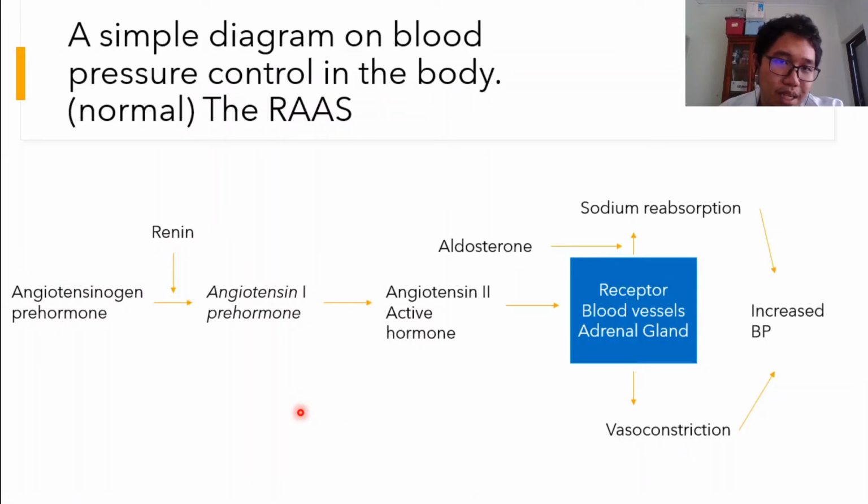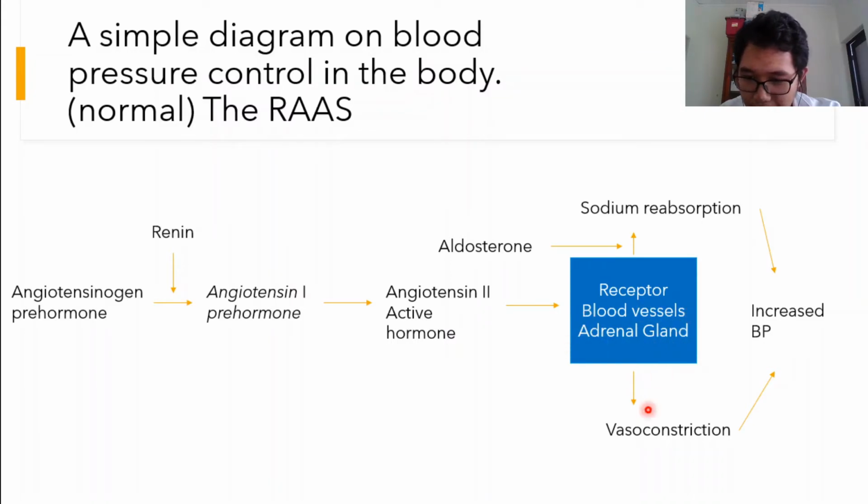So here's a simple diagram on the blood pressure control system. It's actually the RAAS. So here's angiotensin 2. As said before, it comes from angiotensinogen. And with the help of renin, which is another hormone, it is converted to angiotensin 1 followed by angiotensin 2. And angiotensin 2 is the active hormone, and it will actually bind to the receptor in the blood vessels and adrenal glands.